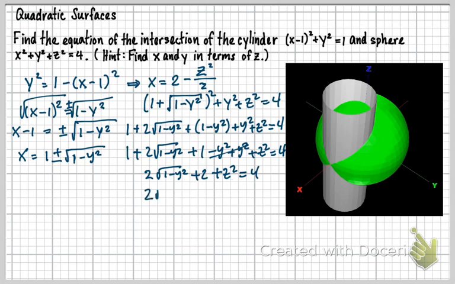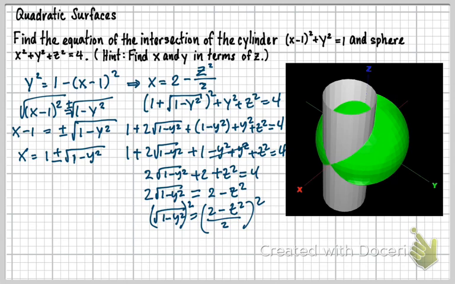So that's going to give me 2 square root of 1 minus y squared equals 2 minus z squared. And then I divide by 2 here. So when I divide by 2, I'm going to get 1 minus y squared equals 2 minus z squared over 2. And then now I have to square both sides. That's why I have the square root by itself, I mean.